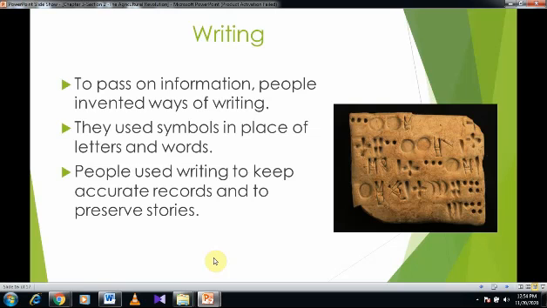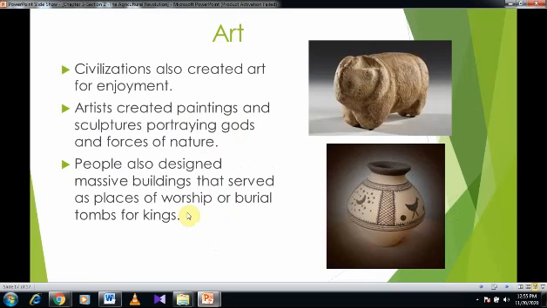The fifth common characteristic was writing. During these civilizations, people started writing. They invented different ways of writing, they invented different symbols. These symbols were used as letters and words. They used writing to keep records and preserve their stories, passing them from one generation to the other.